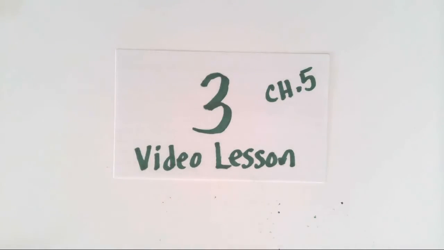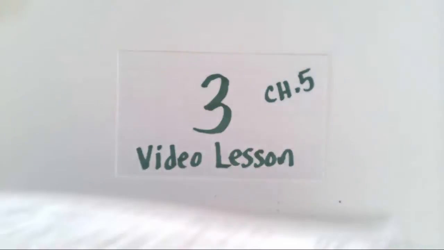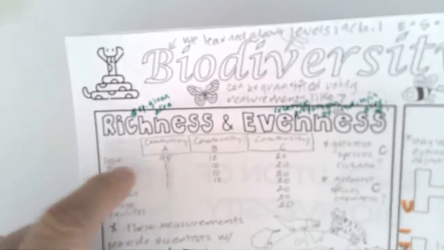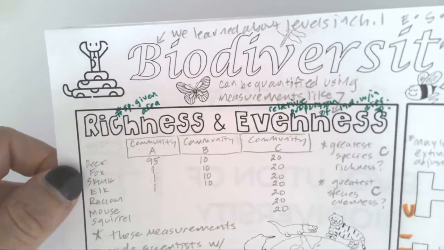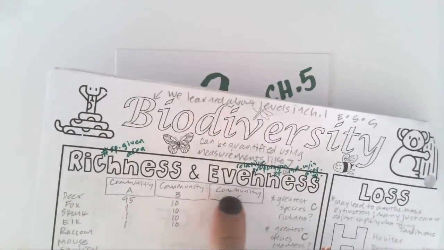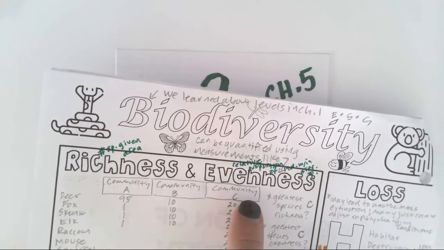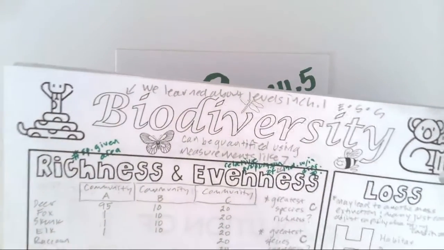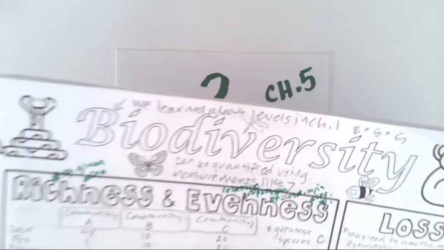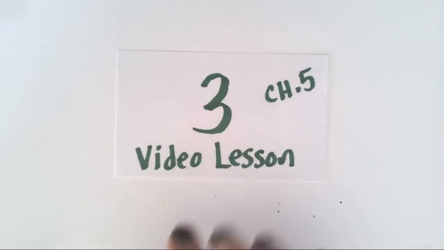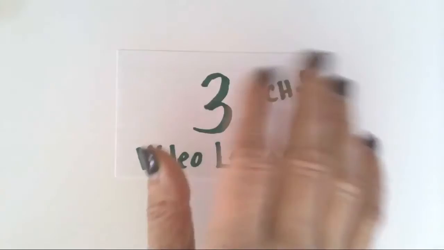Alright, this is video lesson 3 for chapter 5, and this part of the lesson is going to be going over species richness and species evenness. We're also going to be learning about why measuring these things is very important in science, and also what the Shannon index is, which is pretty much that lab that we did last week. So, chapter 5, video 3.